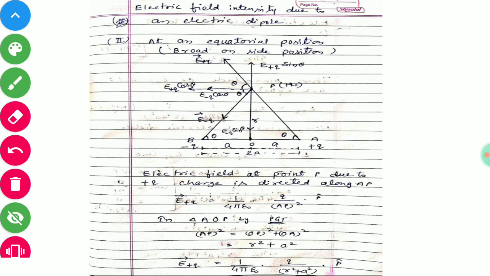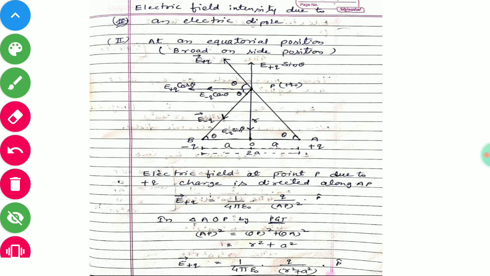Why is it along the AP direction? Because this positive charge will repel this plus q naught test charge, so its direction is along A to P. Now the formula for electric field is 1 by 4 pi epsilon naught into charge by distance square. The distance between plus q charge and plus q naught charge is AP, so the distance square is AP square, into a unit vector.